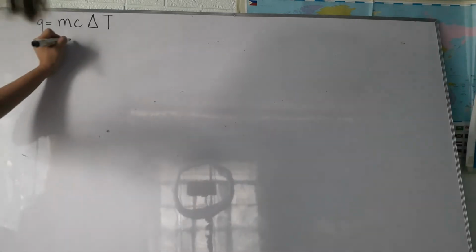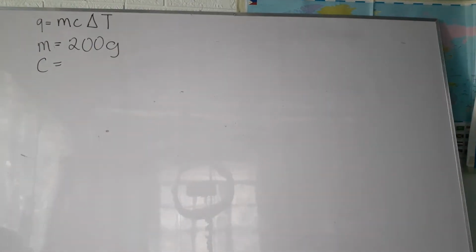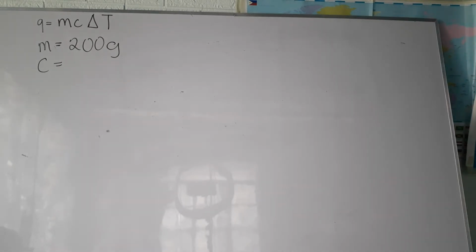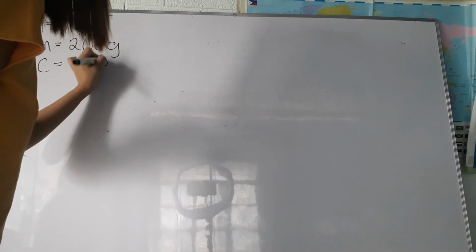Ayan, so, based doon sa problem, ano ang M natin? Ano ang mass ng reaction natin? The mass of our reaction is 200 grams. 200 grams. How about the specific heat? Ayan, yan yung sinasabi ko. Sinabi doon sa reaction na assuming that the heat capacity and densities of the solution are the same as those of pure water. So, ano bang specific heat ng pure water? Sinabi ko na yan kanina. It is 4.184 joules per grams degree Celsius.